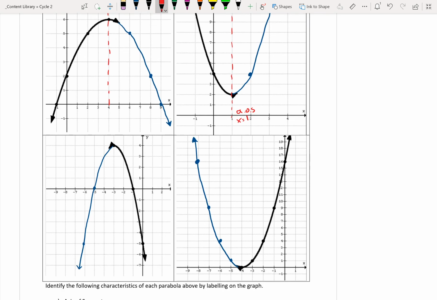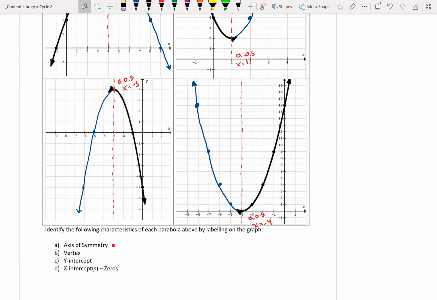My third one again cuts it right down the middle. There's my vertical line, it's my AOS, and x equals -3. Same thing here. Find the vertical line, and that means that it is, again, my AOS, and x equals -4.